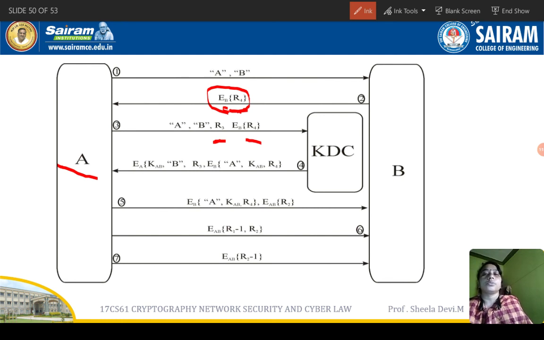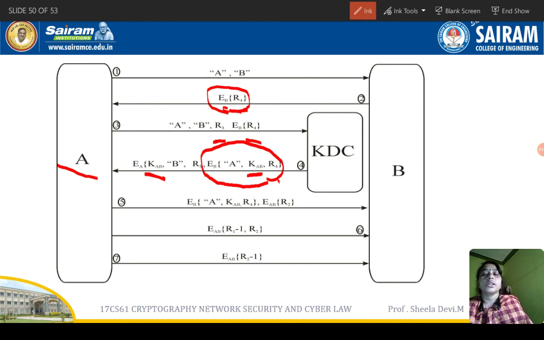Next. Now it is the responsibility of the KDC to generate the session key for the communication between A and B. So it is generating the session key called KAB. It is its responsibility to inform A as well as B about the session key which it has generated. So to A it is informing with this information, and for B this ticket is generated. To inform B, this is the ticket which is generated by KDC and it is sent to A.